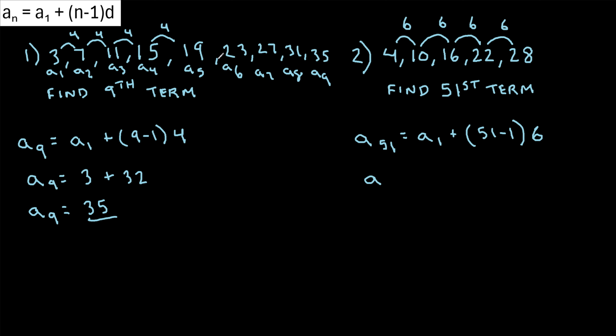So now we can write a sub 51, the 51st term, is equal to a sub 1, that's the first term, so we see that's a 4. So we'll write 4 plus 51 minus 1 is 50 times 6. 50 times 6, that's 300. So a sub 51, or the 51st term in the sequence, will be equal to 4 plus 300. That's 304. And that is going to be the 51st term in the sequence.